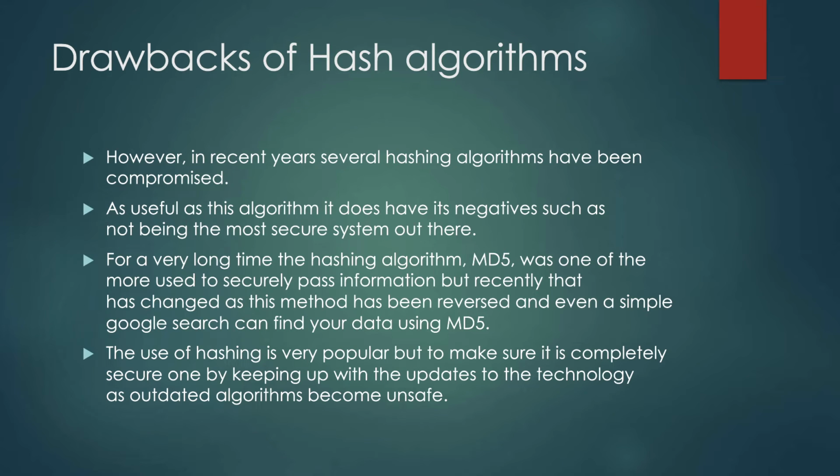However, with technology comes a few caveats. In recent years, several hashing algorithms have been compromised. And as useful as this algorithm is, it does have its negatives, such as not being the most secure system out there. For a very long time, the hashing algorithm MD5 was one of the most used to securely pass information, but recently that has changed, as this method has been reversed, and even a simple Google search can be used to find your data.